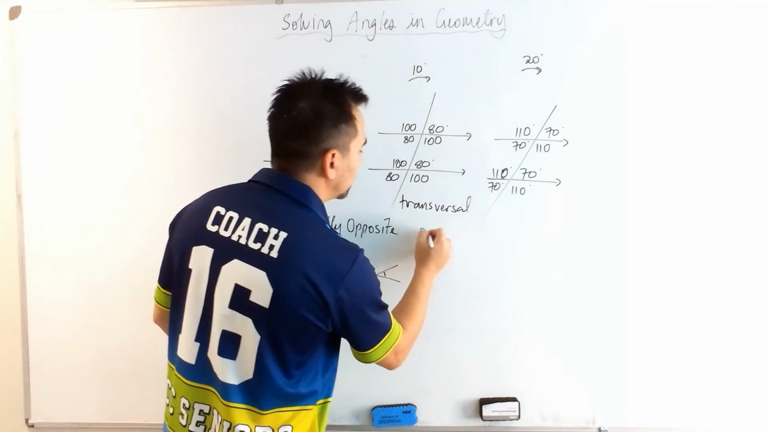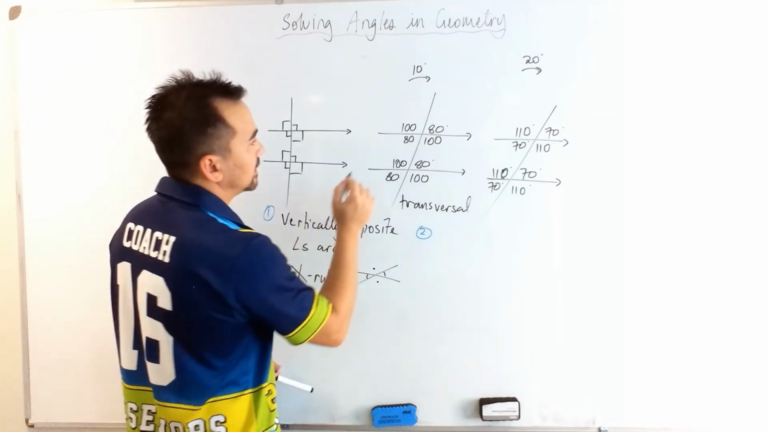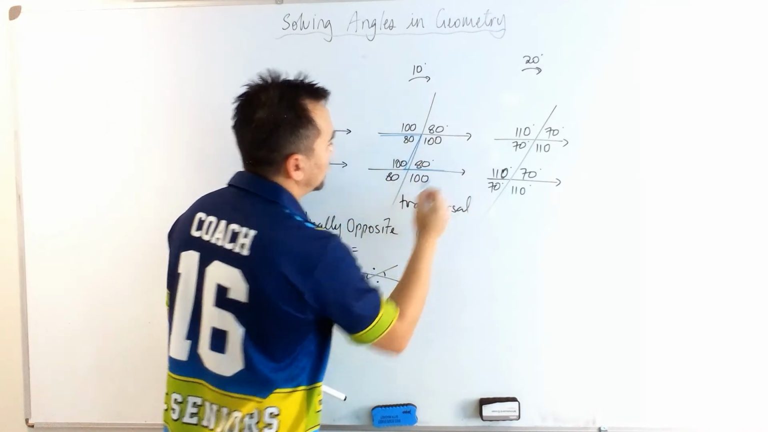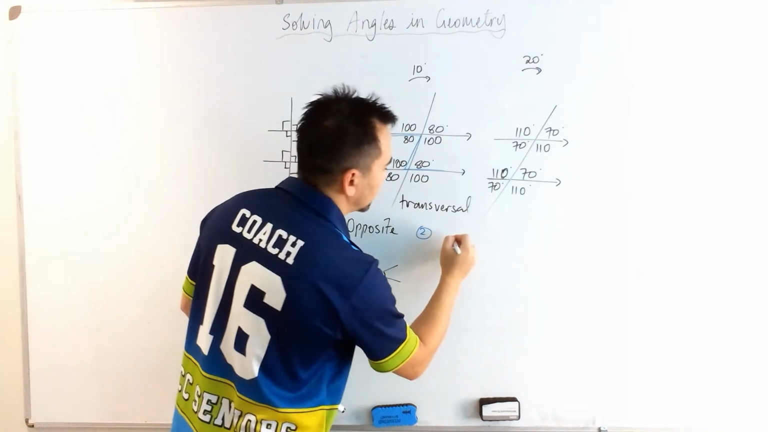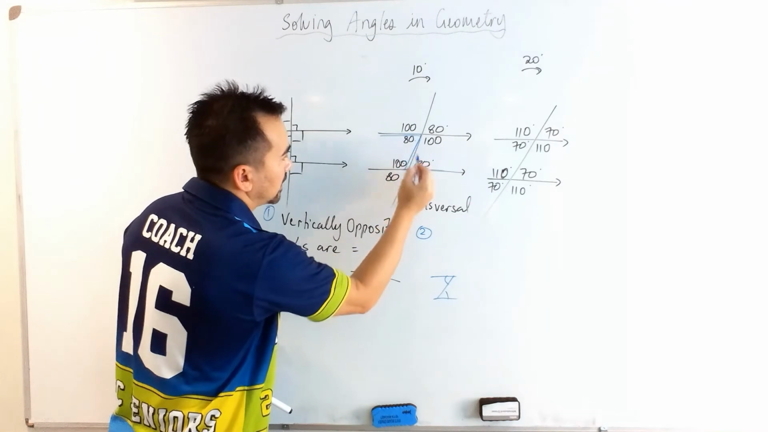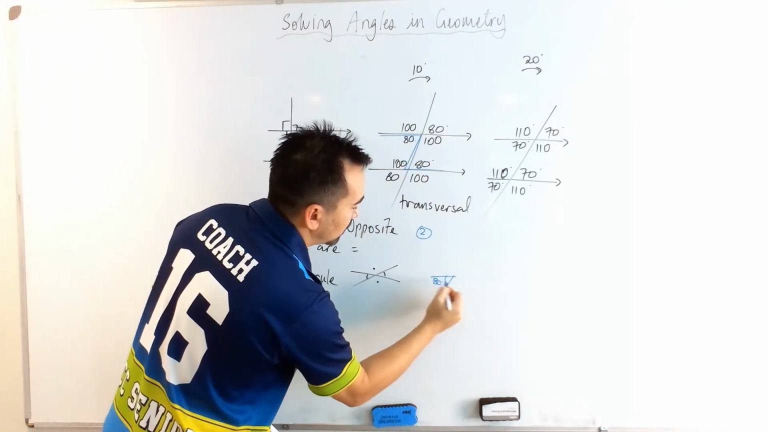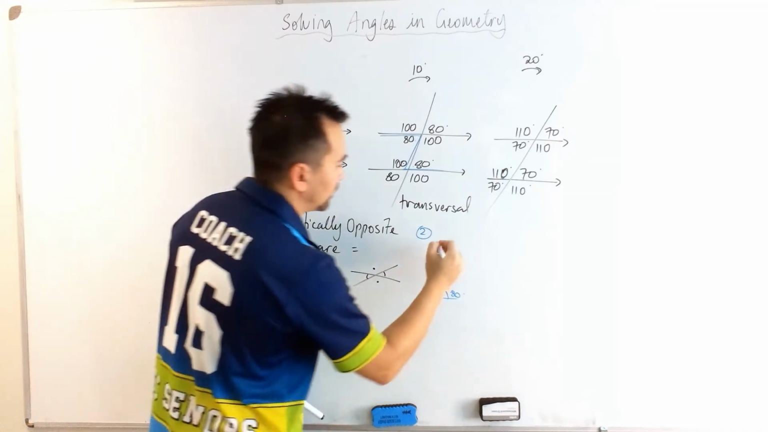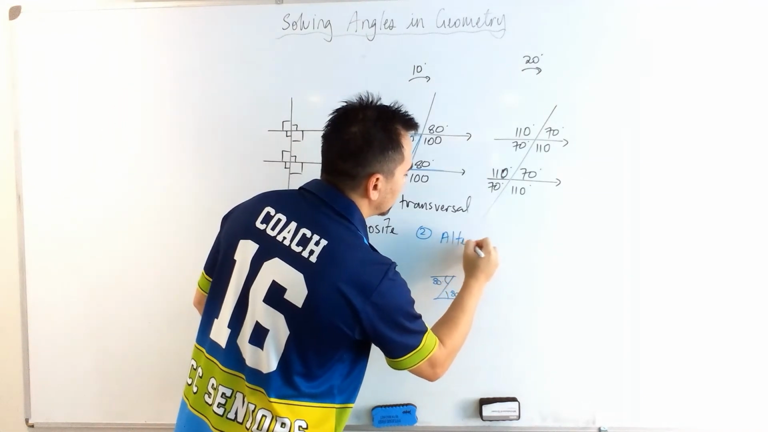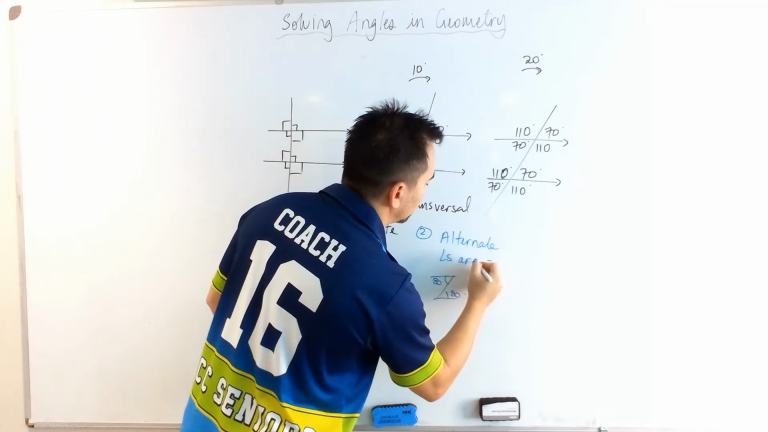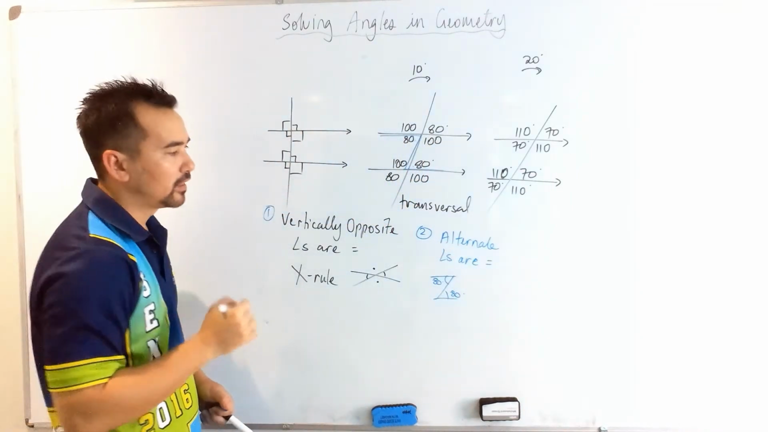The second rule that we're going to look at is what's called the Z rule. And here's our letter Z, and it looks like this. This angle matches this angle. They were both 80 degrees, and we call this alternate angles are equal.